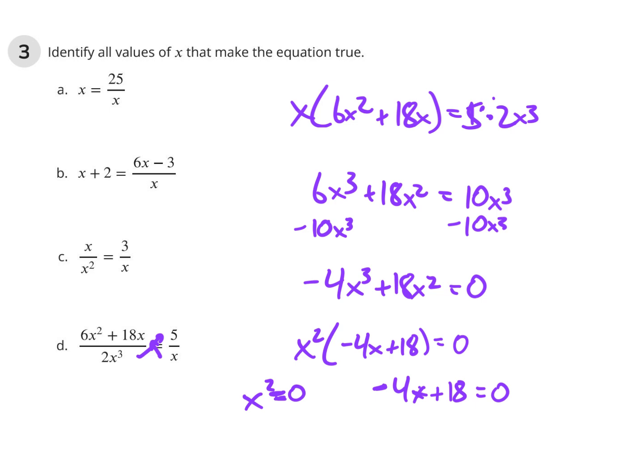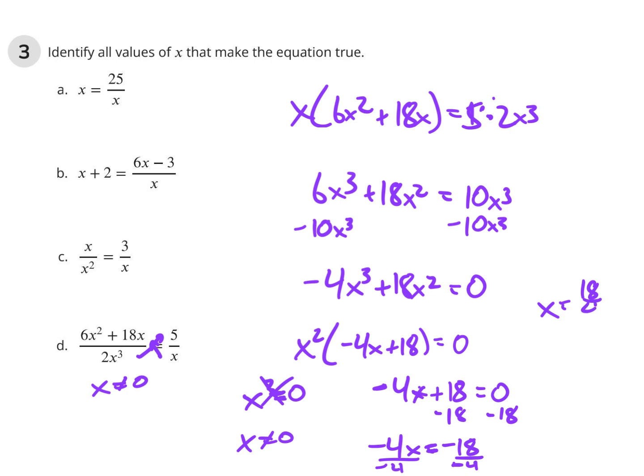Okay, x cannot be 0 because my denominator is 0. So this is not a solution. All right, so now if I subtract 18 from both sides, I get negative 4x is equal to negative 18. When I divide by negative 4, I get x is equal to 18 over 4.